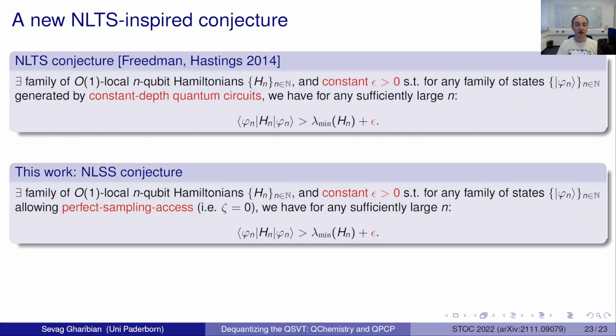And instead of having a constant depth quantum circuit for this low energy space, we'll talk about a perfect sampling access circuit or a state. And the claim is that, of course, there should be some family of local Hamiltonians where any sampling access state should not be able to access that low energy space. You should be epsilon away from it.